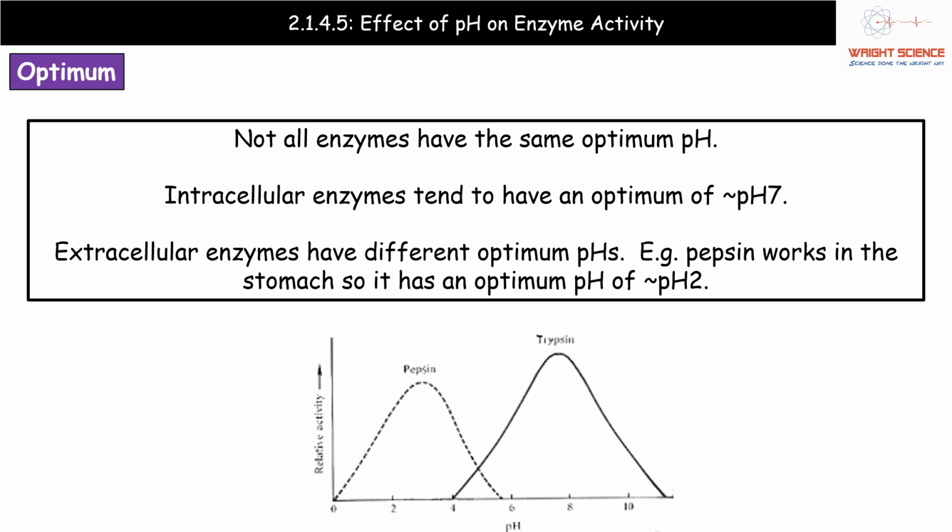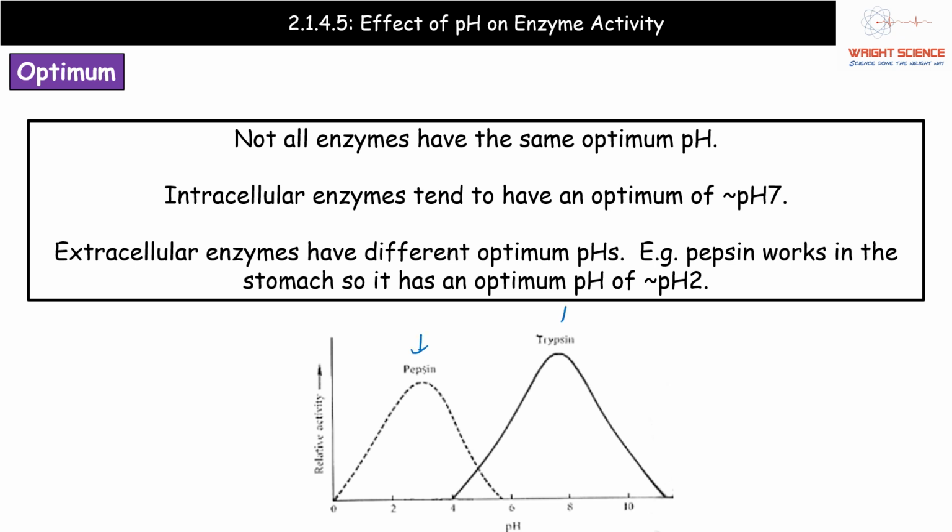So a good example to remember here is pepsin, which is an enzyme that's designed to work within the stomach. Now, the stomach obviously has that hydrochloric acid within, and therefore it has got an acidic pH. It's around about pH 2 in there. So because pepsin is designed to work within the stomach, that means it has an optimum pH of around 2 as well.